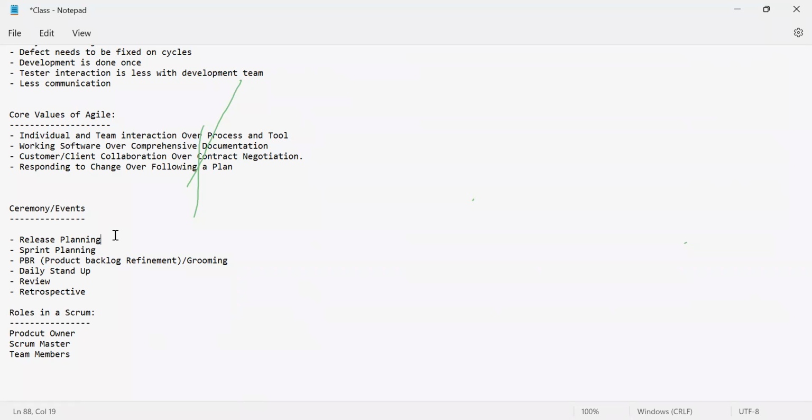So what does release planning mean? All the important top management people sit together, and top management means anybody related to the project, including the product owner. They sit together and start planning the project.